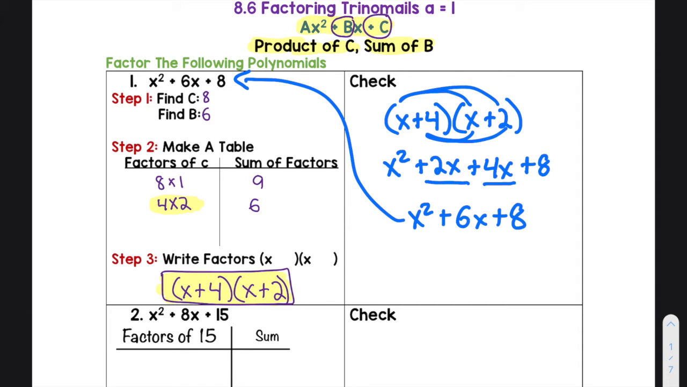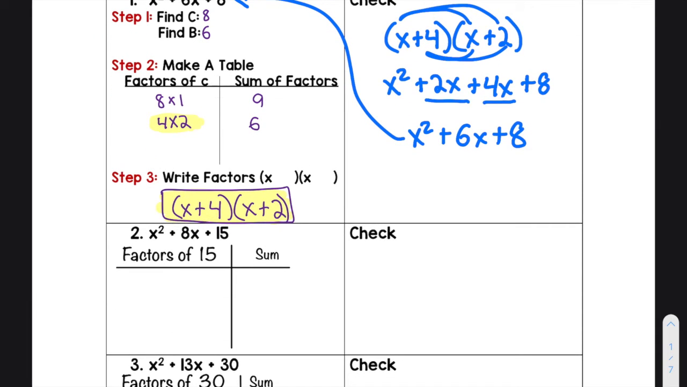Let's try a couple more of these problems in which we're going to continue to follow the steps in problem number 1. In problem number 2, our c value is 15 and our b value is 8. We're going to, first column in our chart, find factors of 15, or numbers that multiply to get 15, like 1 times 15 and 5 times 3. On the right-hand column, we're then going to add those numbers. 1 plus 15 is 16, 5 plus 3 is 8.